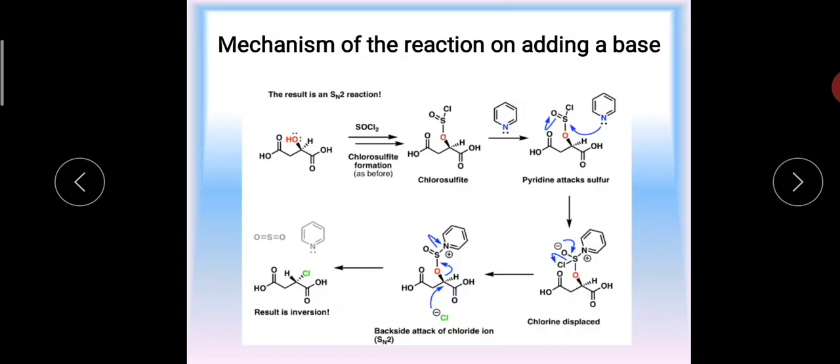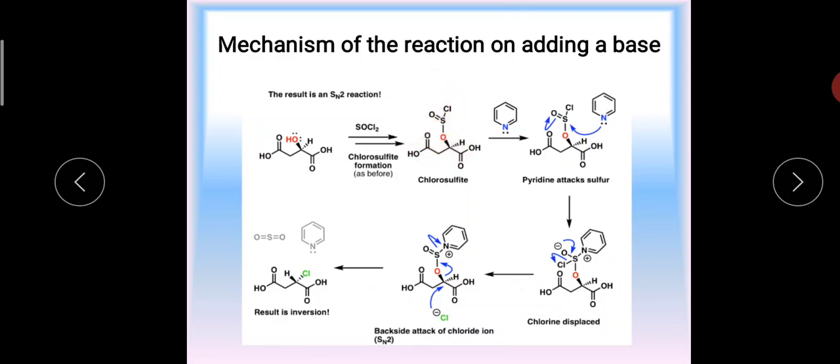So you can see, after all those steps you get a chlorosulfite, and now your base comes into the picture. What does this base do? This base forms a coordinate bond with your sulfur. When it forms a coordinate bond, it is by the complete transfer of electrons from one atom to the other. So the lone pair of electrons is used for forming a coordinate bond, or you can say it is used for coordinating with your sulfur.